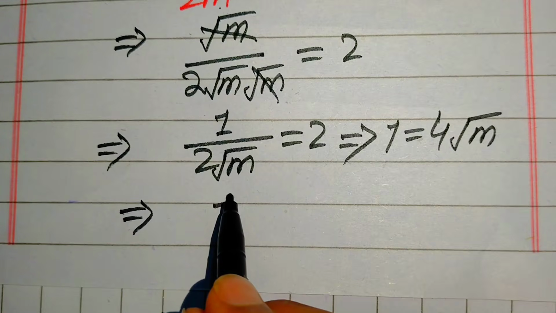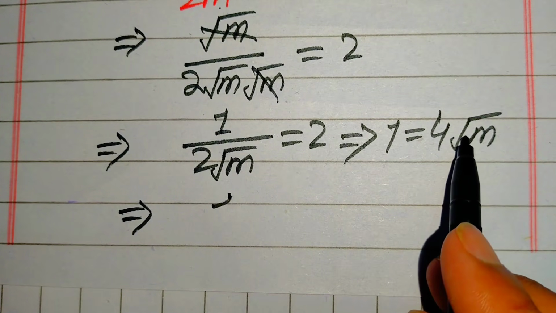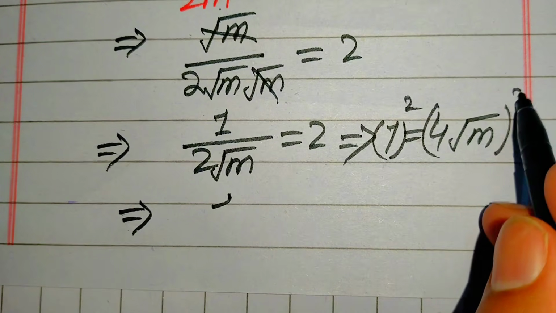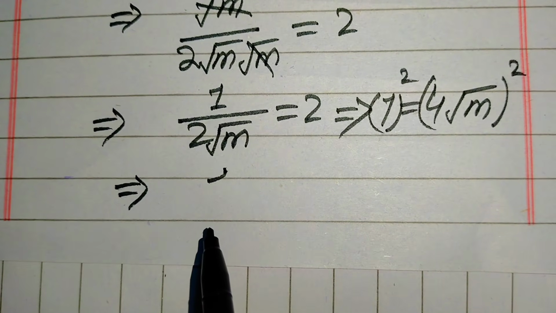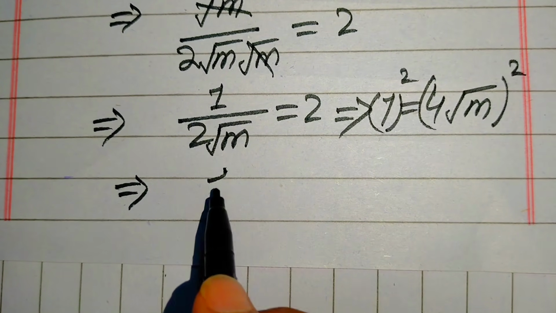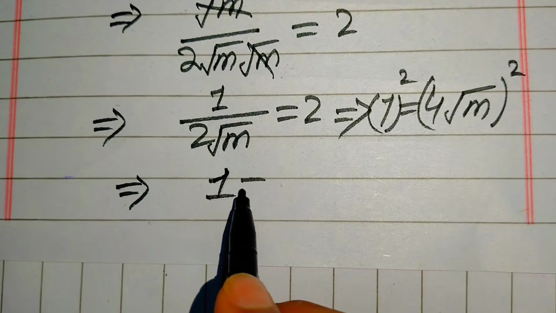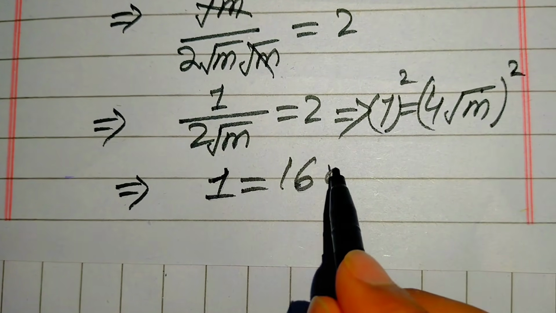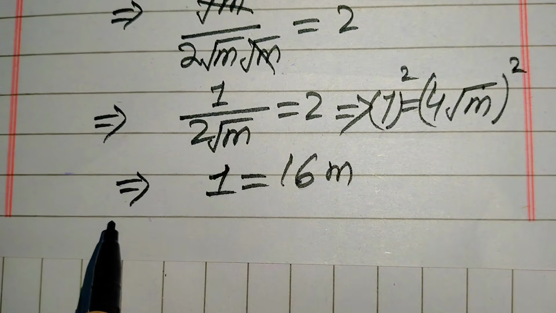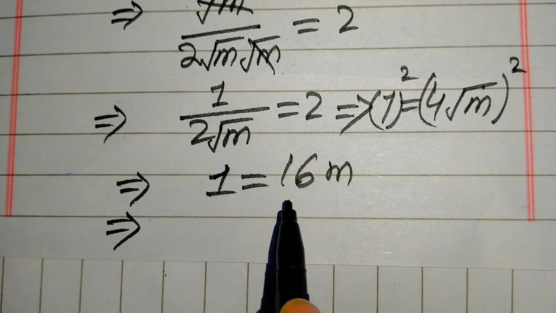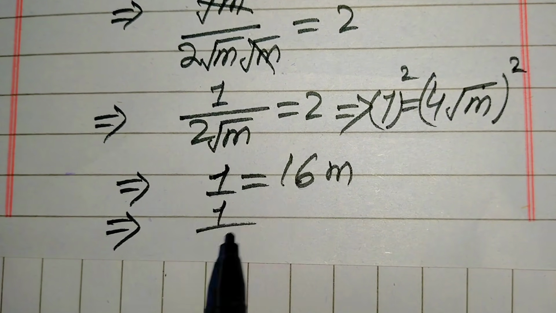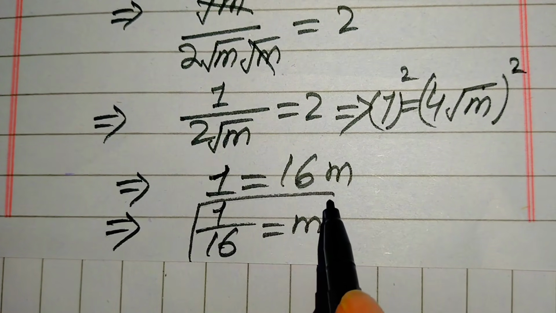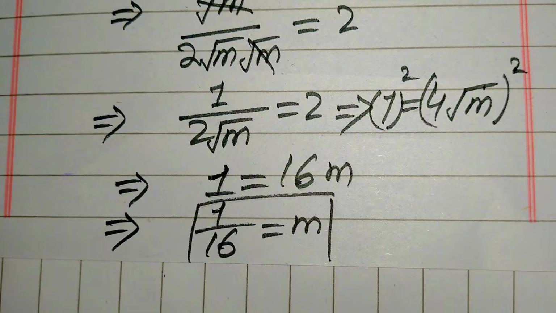Further, in order to remove this square root sign, we apply squaring on both sides, and we have 1 squared becomes 1 equals 4 squared becomes 16, and the square and square root cancel, and we get m only. And now we move 16 from the right hand side to the left hand side, and we get 1 over 16 equals m.